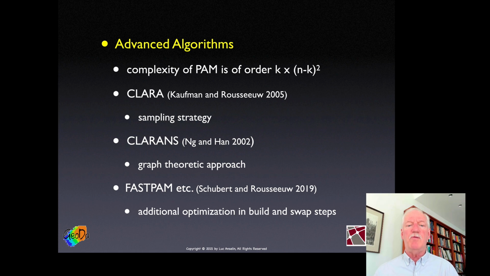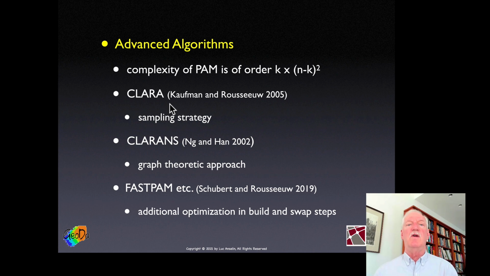So Kaufman and Rousseau first came up with a potential solution, and I won't go into detail in the slides. You can find the technical details in the lab notes, but there's actually three classes of improvements to this original PAM algorithm. The first one is called Clara. Clara is really based on a sampling logic.